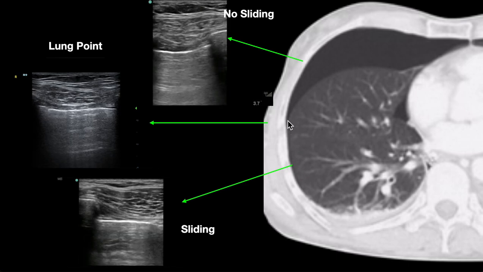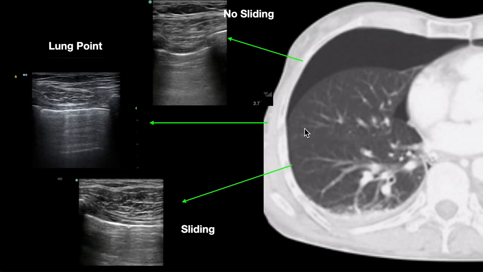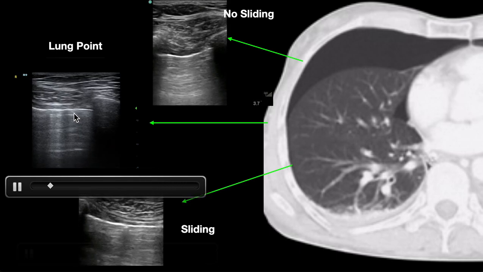But if you image right here where the lung slides away from the chest wall, you would get that lung point, which is why in the picture to the left you see lung sliding for a portion of that picture, but not here on the right.